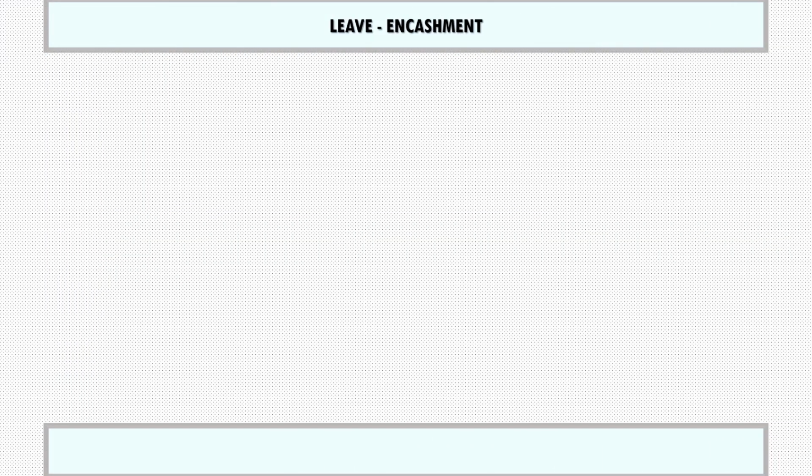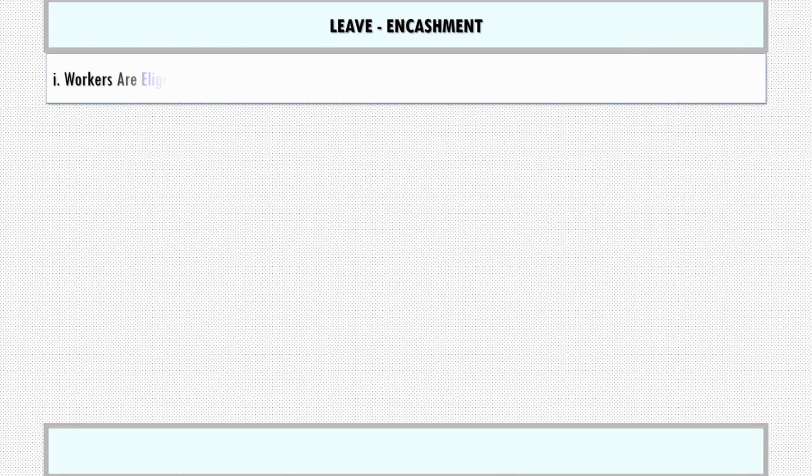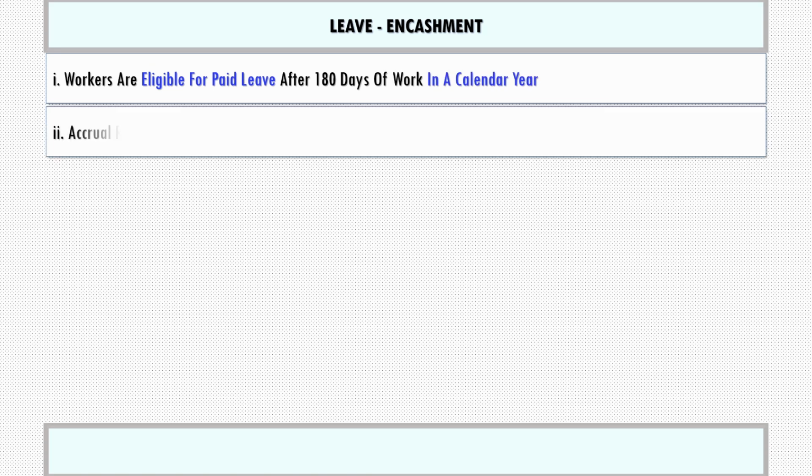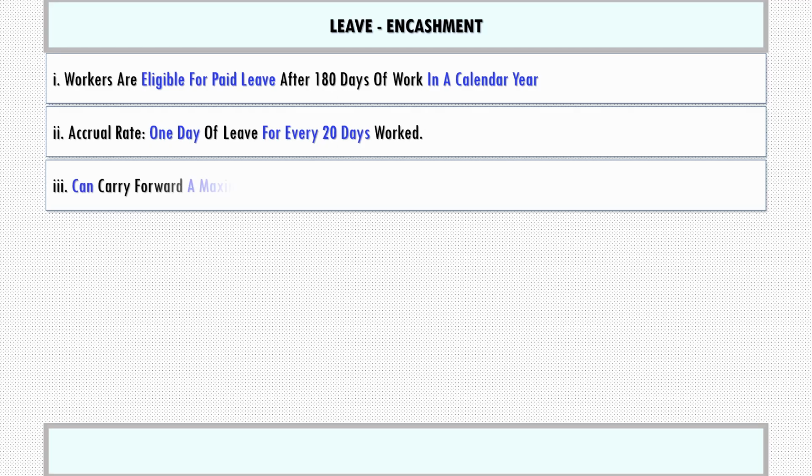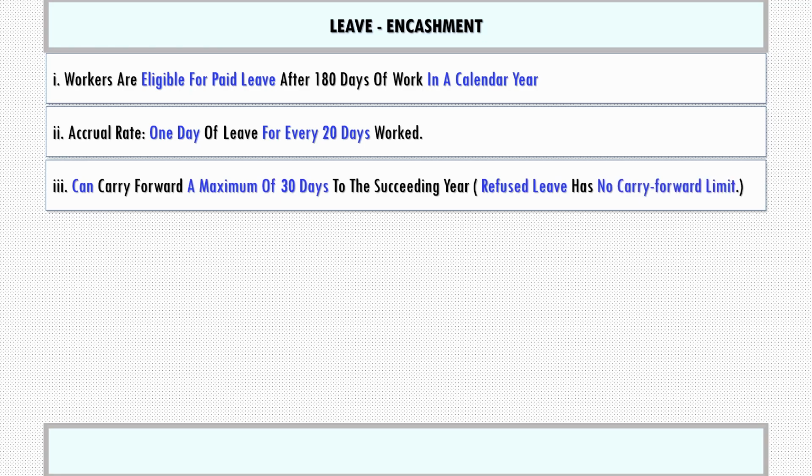Certain provisions of leave and leave encashment as per the code. Workers are eligible for paid leave after 180 days of work in a calendar year. The accrual rate is 1 day of leave for every 20 days worked. An employee can carry forward a maximum of 30 days to the succeeding year. However, any refused leave has no carry forward limit.